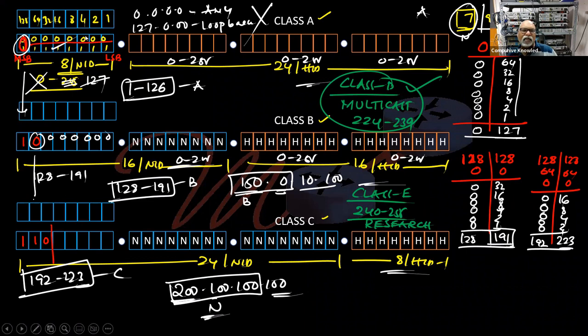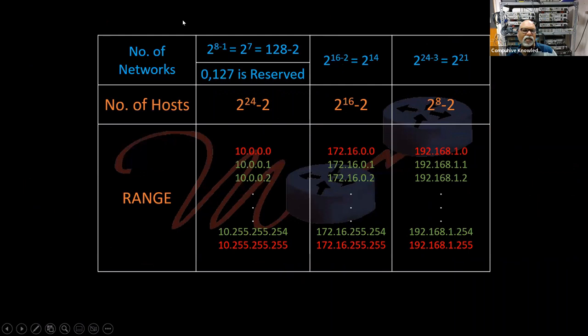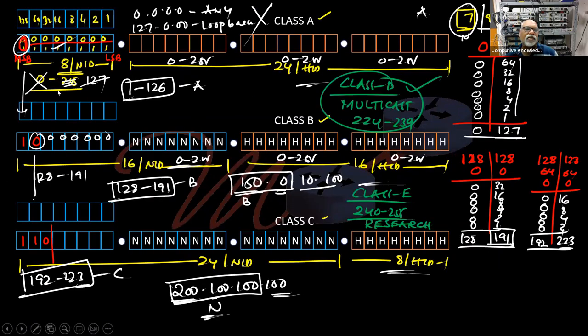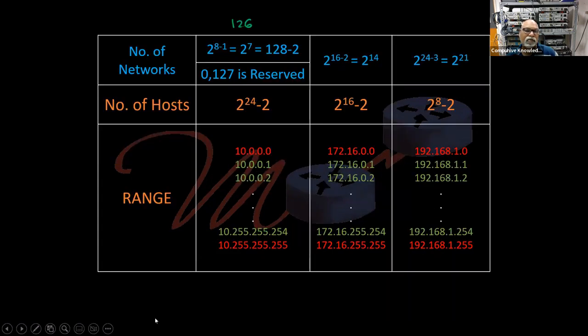So number of networks, class A means 1 to 126. I'll put it in a table like this, with an example. Class A, number of networks is 126. Why? 1 to 126 means 126 only. Network 1, network 2, network 3, 126 networks. Only a small number of networks.